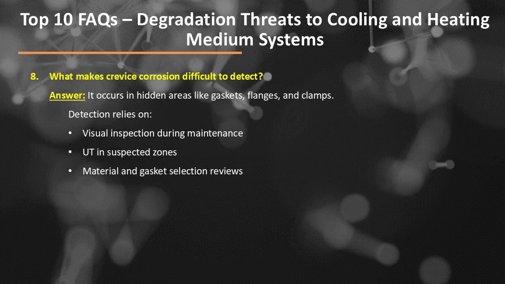Question number 8. What makes crevice corrosion difficult to detect? The answer is, it occurs in hidden areas like gaskets, flanges, and clamps. Detection relies on visual inspection during maintenance, UT in suspected zones, and material and gasket selection reviews.